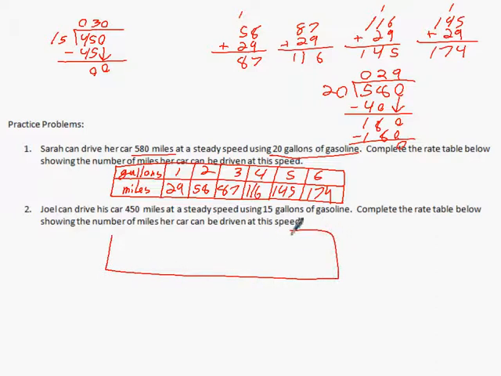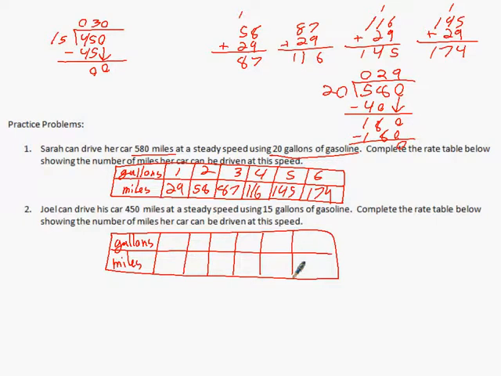I'm going to make a table that's the same size. So gallons, miles, 1, 2, 3, 4, 5, 6. This one's a little bit easier. We're counting by 30. So it's 30, 60, 90, 120, 150, 180. So that's close enough since it did not actually give you a rate table to complete.